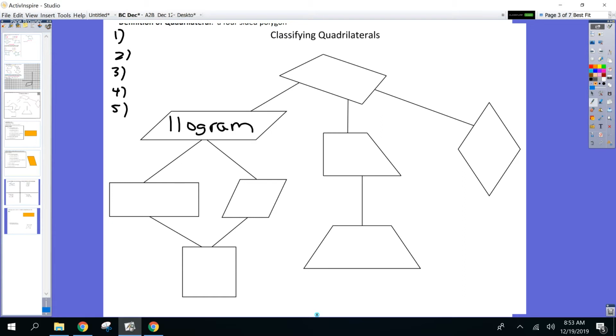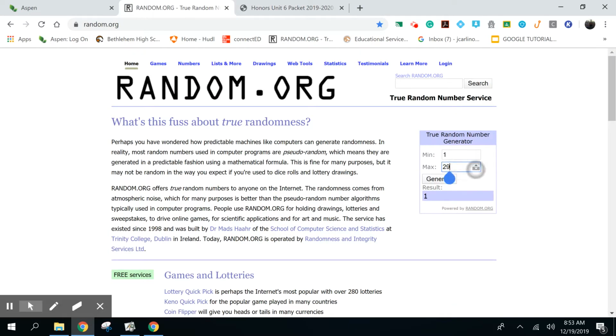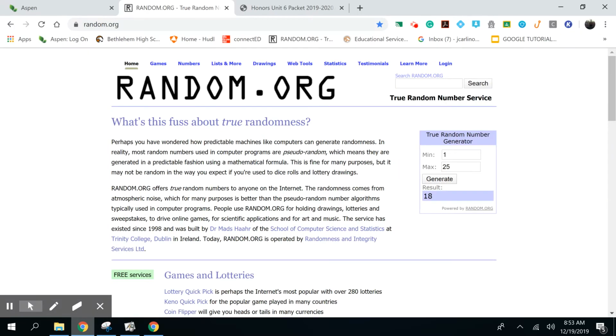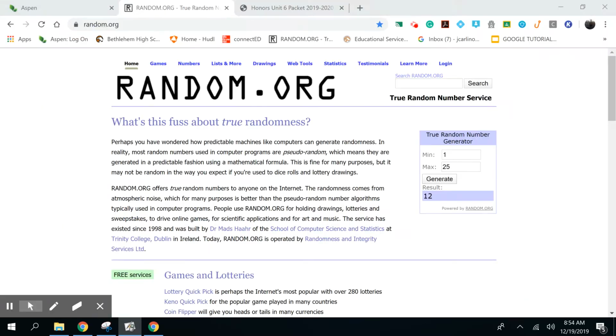Okay, here we go. Quick review. Give me the 5. Don't even think about looking back. There's no reason to. Here we go. 18. Property. Opposite sides congruent. Next up. 12. Good. Keep it trucking. 3.